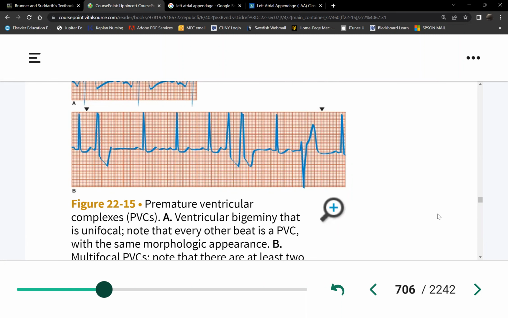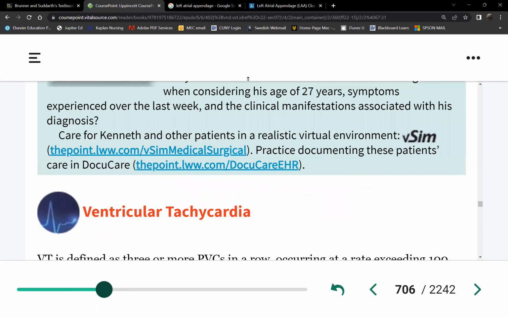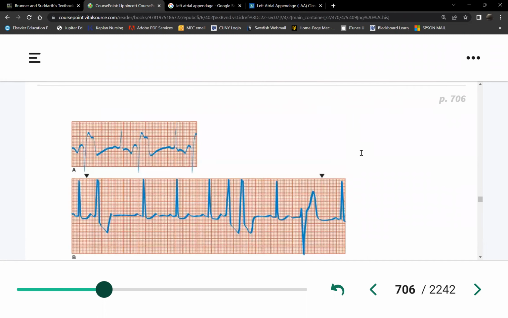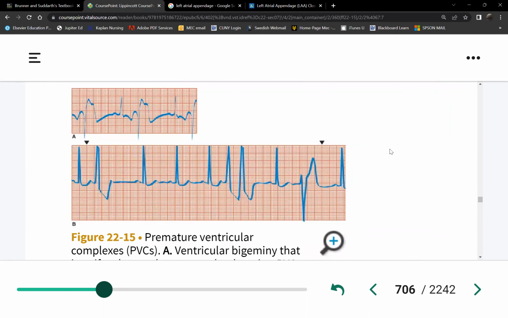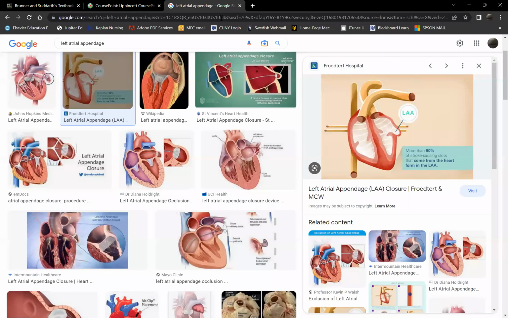Bigeminy is if they occur every other beat. I don't know if we have pictures. No. All right, so let's show you, but again, it's only the rhythm strips that are in your textbook, but just so you can be familiar with what bigeminy looks like.